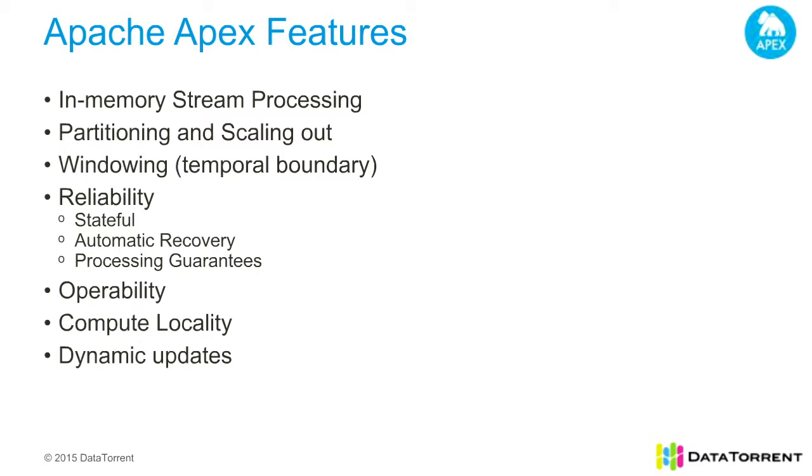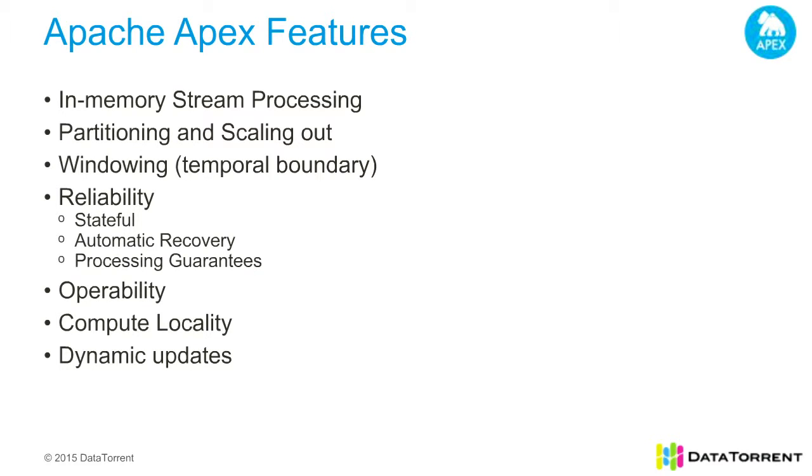So some of the features of Apache Apex that also make it unique or distinct to other similar platforms that are out there: it's an in-memory stream processing platform. It has features for scalability, advanced partitioning schemes. Since it's processing unbounded data, it also has the concept of windowing to establish time boundaries for functions such as aggregation. It also has a good set of reliability features. It tracks the state of applications. It performs automatic recovery, and it has strong processing guarantees.